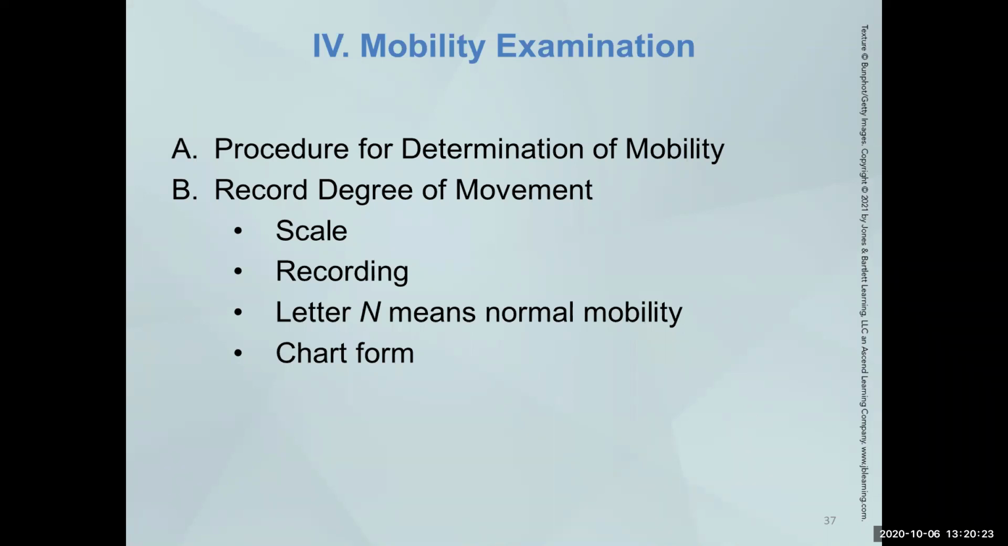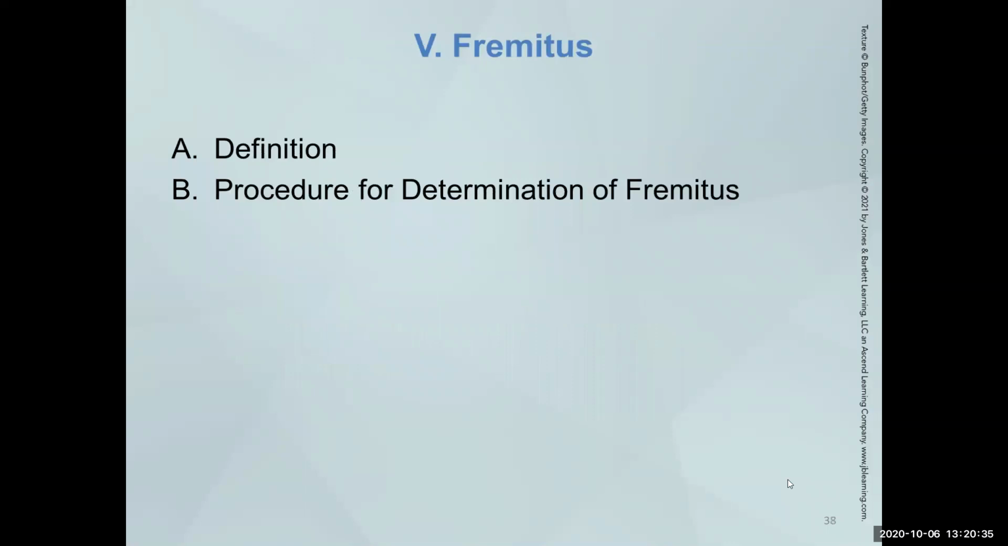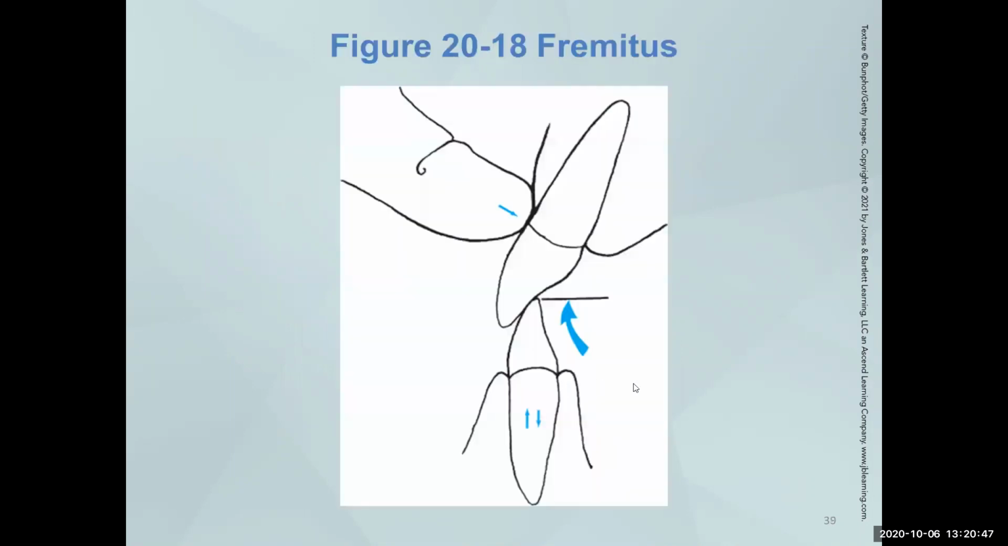What type of mobility is it? The letter N means normal mobility. We don't chart normal, we only chart abnormal because it just puts too many numbers on a chart. Fremitus: you have the patient biting up, down, tap, tap, tapping, and you're feeling for it. You're checking for vibrations here. Is there a bite discrepancy in the anterior teeth? That's fremitus.